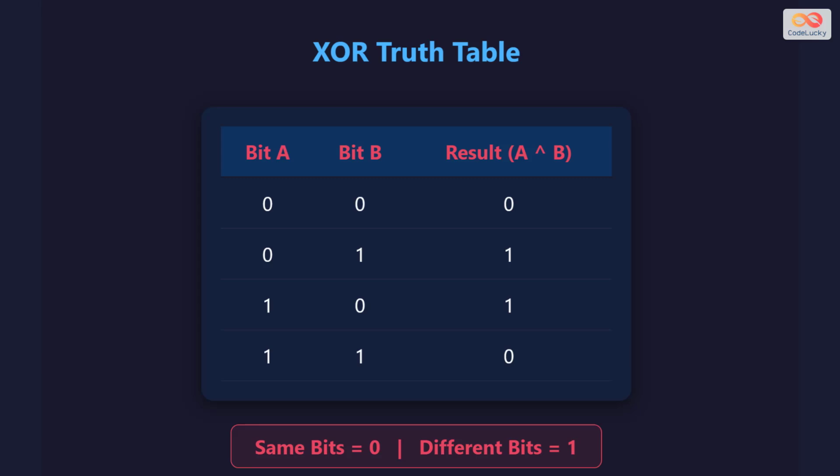Let's look at the truth table for XOR. The rule is simple. If the bits are the same, the result is 0. If the bits are different, the result is 1. 0 XOR 0 is 0. 1 XOR 1 is also 0. But 0 XOR 1 or 1 XOR 0 results in 1.